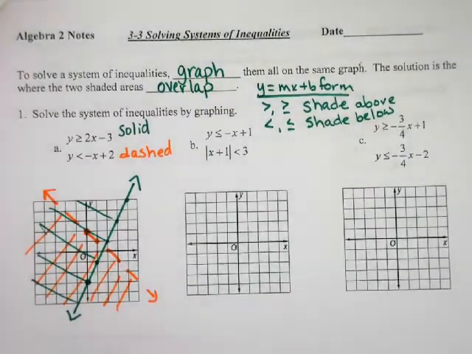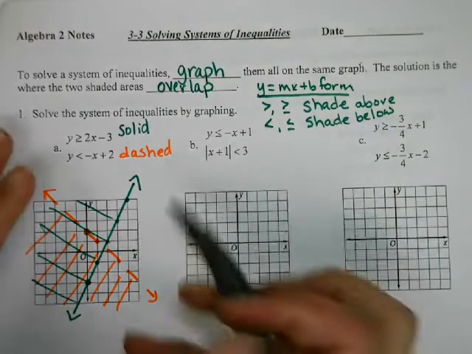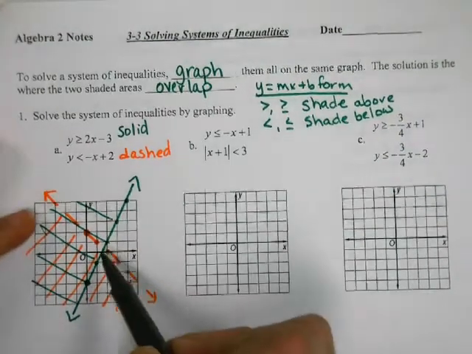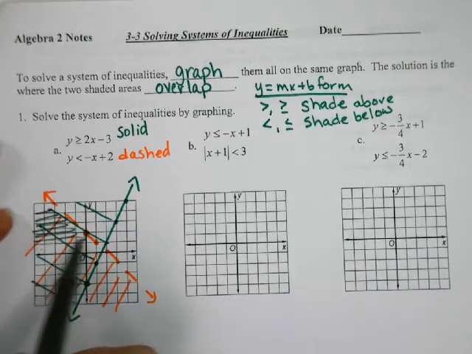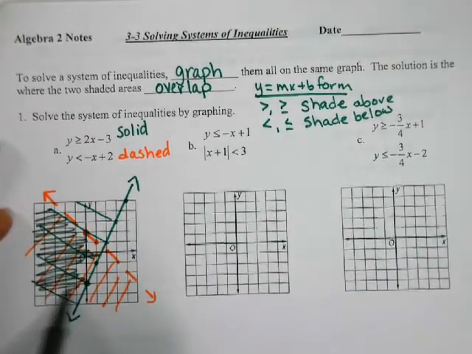Now, the only thing you have left to do is to make your shaded area darker, so that I can be able to see it. So I'm looking for the overlap. It's above my green line and below my orange line. So my solution is anywhere over here.